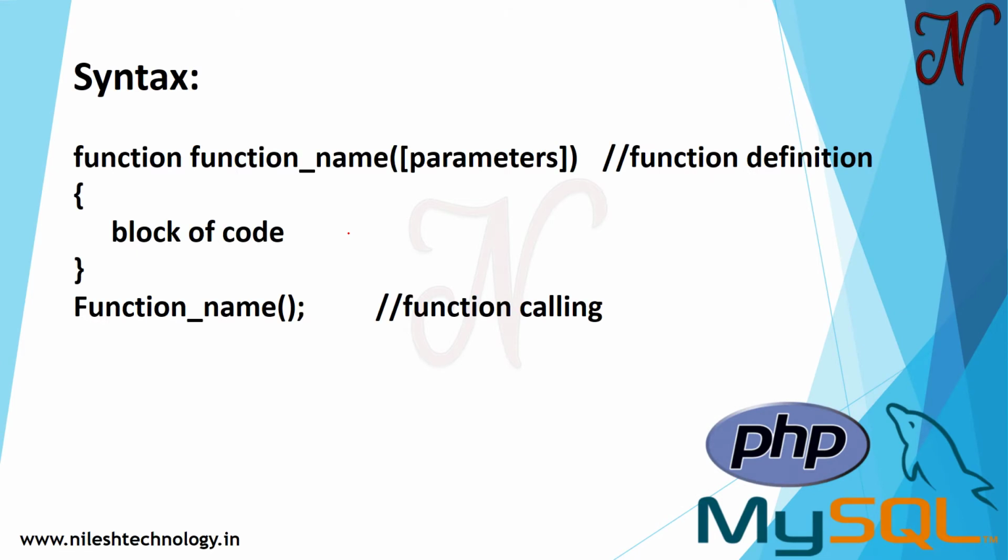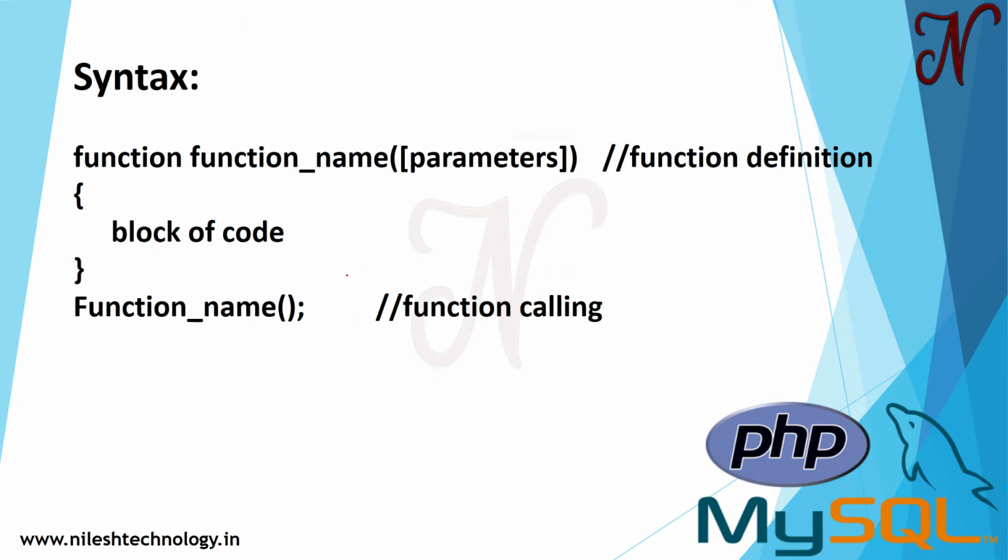Then see, this is the syntax in PHP. Write the function keyword, then the function name, then the parameters, and this is the opening brace and a closing brace. This is your block of code, and by using the function name we call the function. So this is the function definition, and this is the function calling.